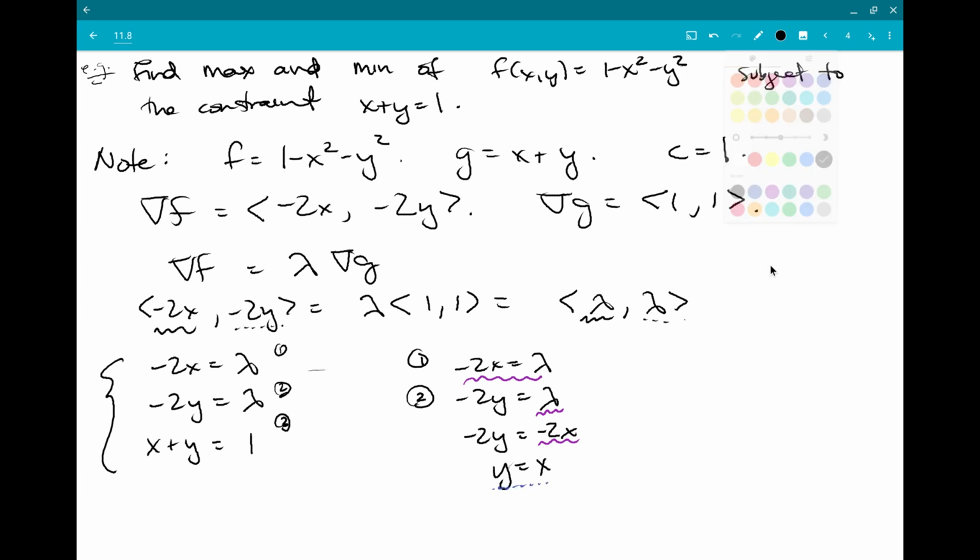So I'm going to go over to my third equation. I'm going to say, okay, x plus y is equal to 1, but that means x plus x is equal to 1.